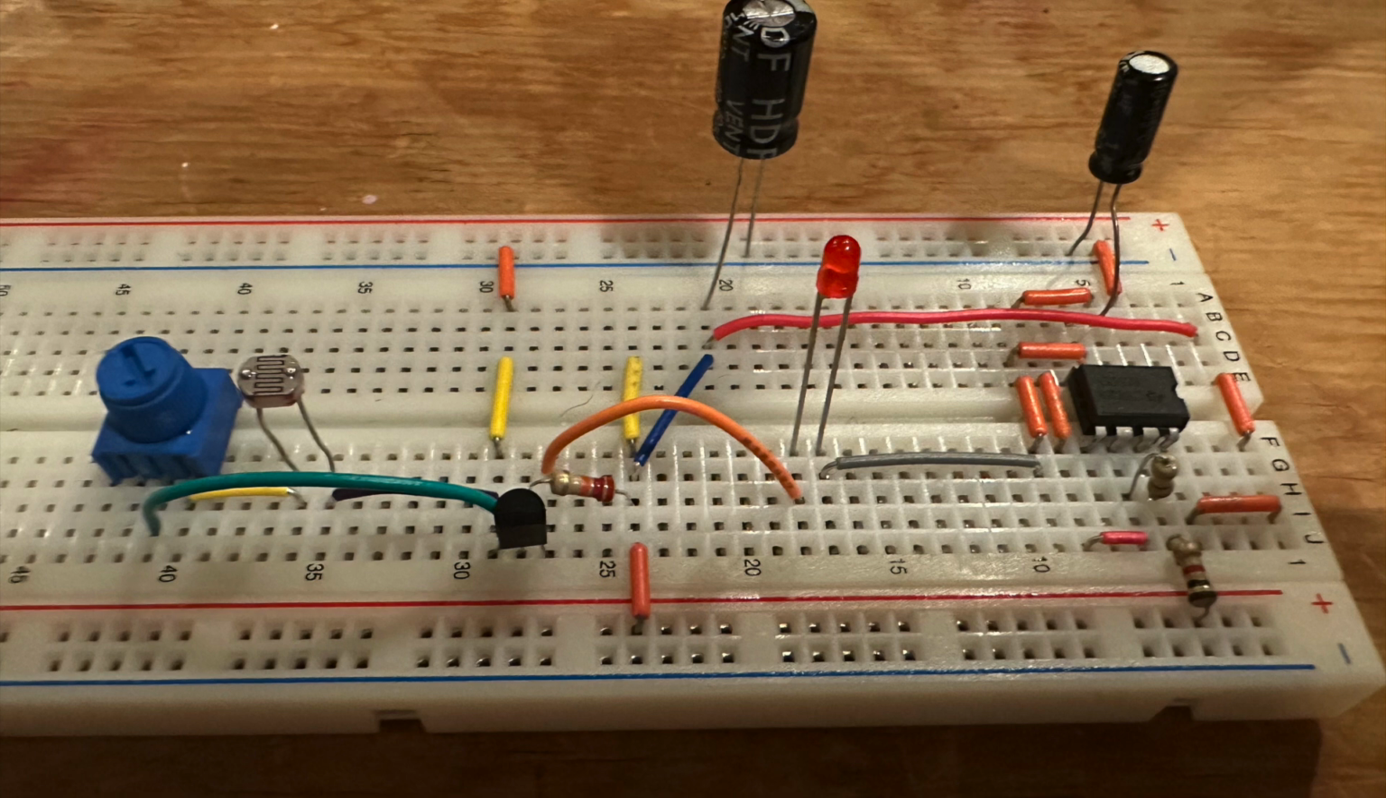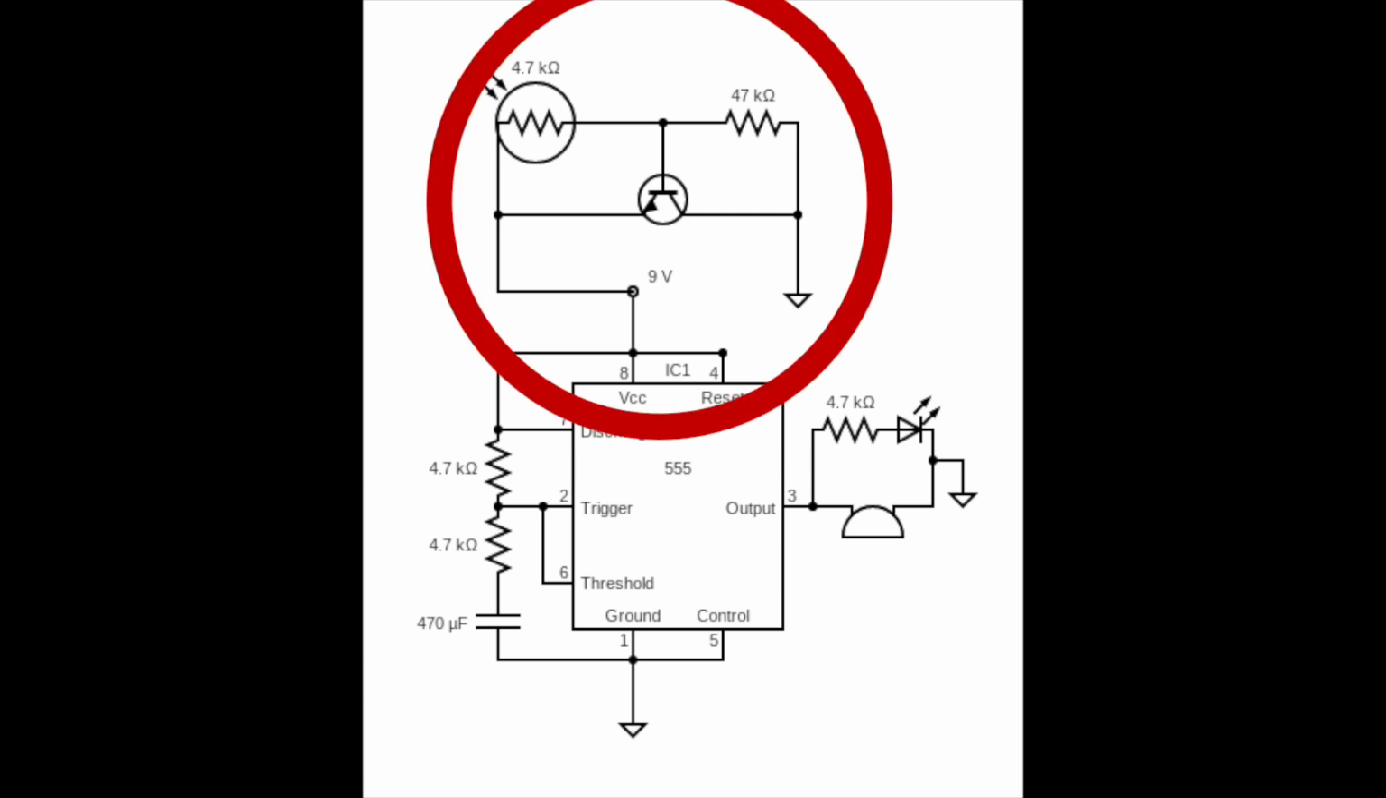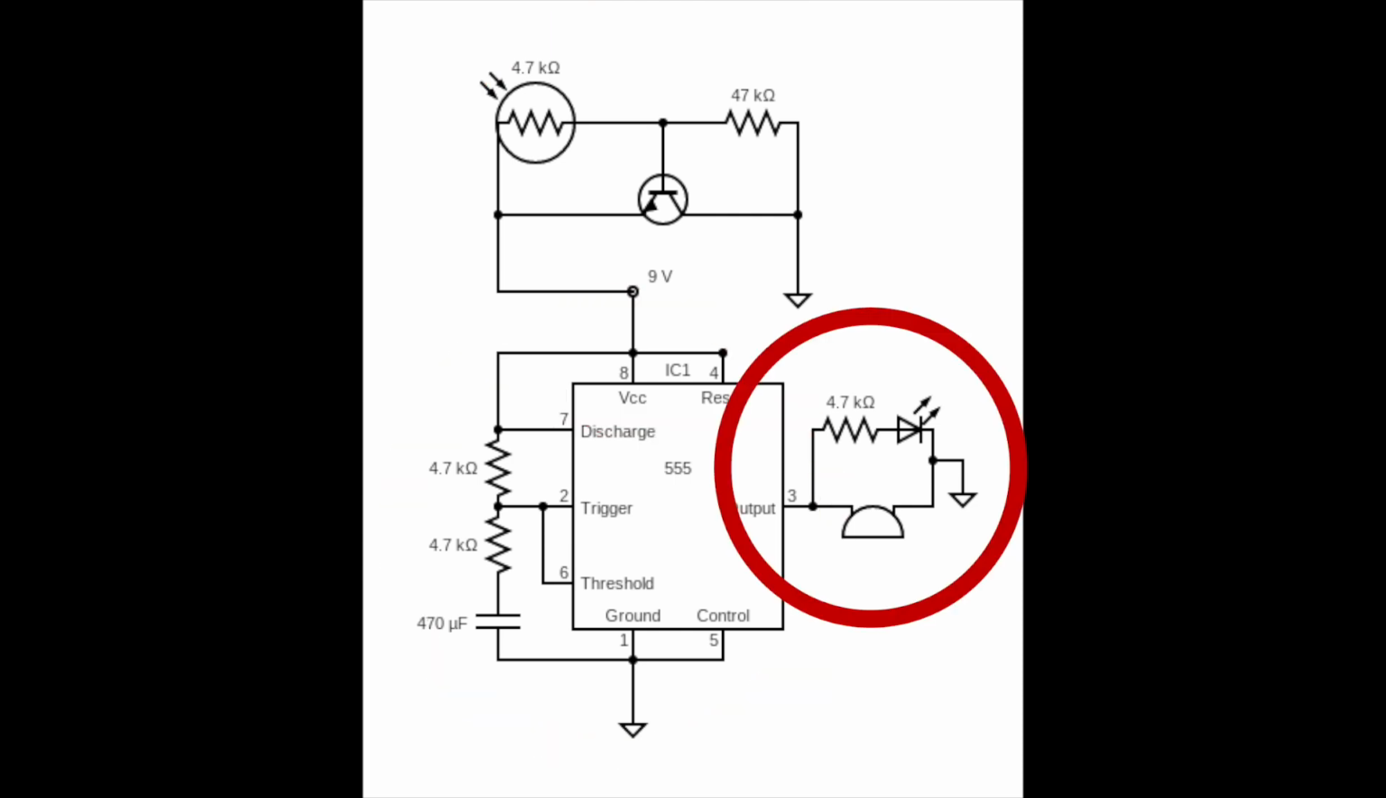This is my circuit, and I'll explain to you the different sections before showing you how it works. This is a diagram of my circuit. At the top you can see the first section, which is the laser detector, which leads into the second section, the clock, and then eventually the third, which is the LED, or the alert system, you could call it.